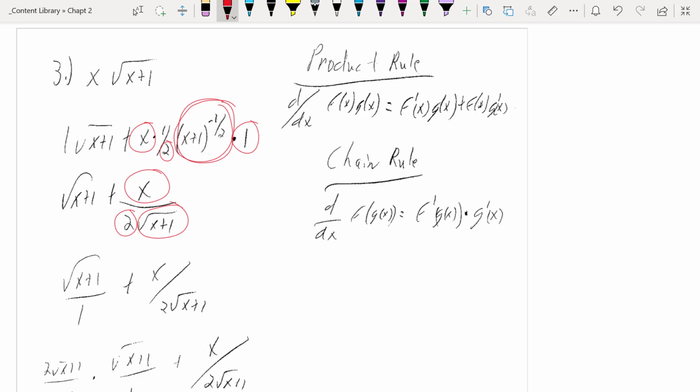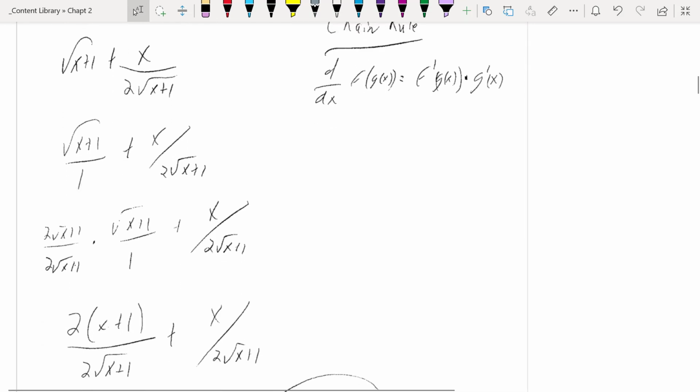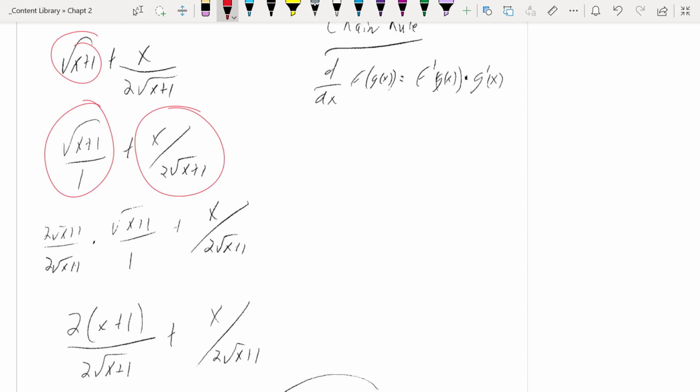Okay, now that you've done that and rewritten it, now we got to go ahead and combine our two fractions together. So remember, when I combine these two fractions together, this fraction is actually the square root of x plus 1 all over 1. This fraction is x all over 2 square root of x plus 1. So that means my common denominator is going to be this part of that second equation, which is 2 times the square root of x plus 1. So that means that over here on this fraction, I have to multiply by 2 square root of x plus 1, both numerator and denominator. So I'm going to multiply it times my numerator, I'm going to multiply it times my denominator.